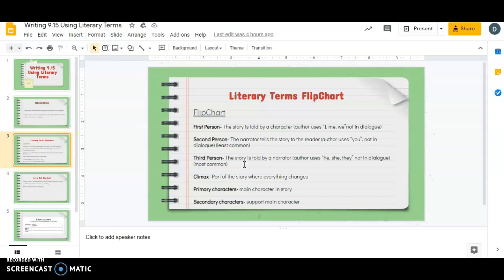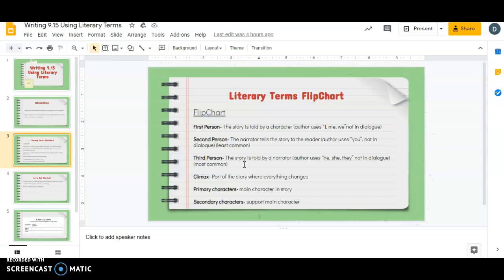The second type is second person. This is when the narrator is telling the story to the reader, meaning the narrator in the book might say things like, imagine you live in this place, or imagine this happened to you. The narrator is actually talking to the reader. This is the least common one that you will see. You don't see it a lot.